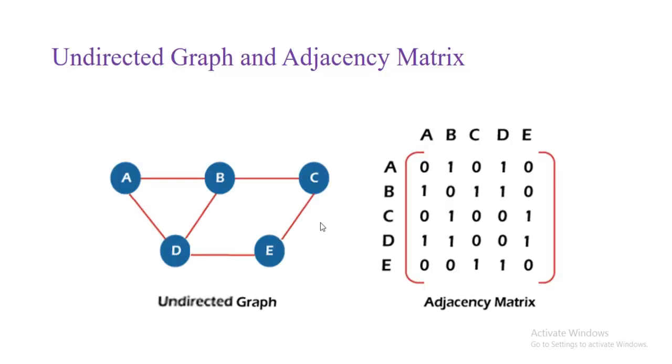Here is one undirected graph. Here direction is not given. So how to create the matrix of this graph? This is an undirected graph and here is the adjacency matrix. So how to create this adjacency matrix? First, list out all the vertices. How many vertices? 3, 4, 5. So write the names of these vertices here. Then here also, in a row and in a column, write the names of these vertices.